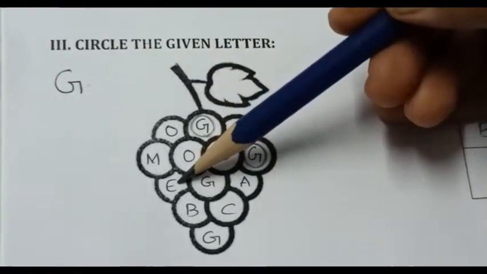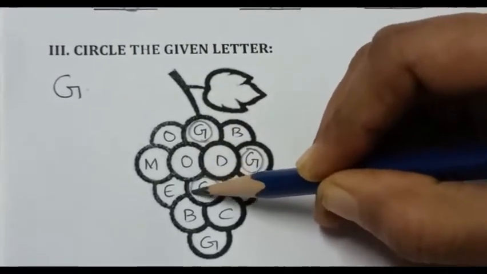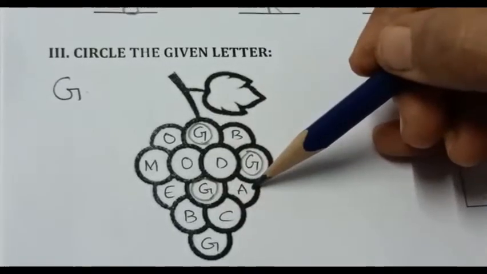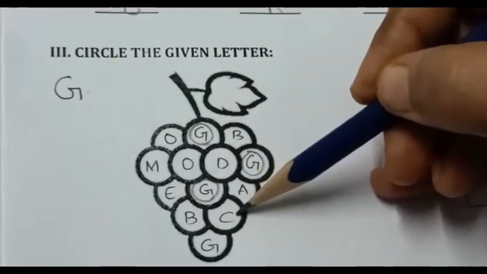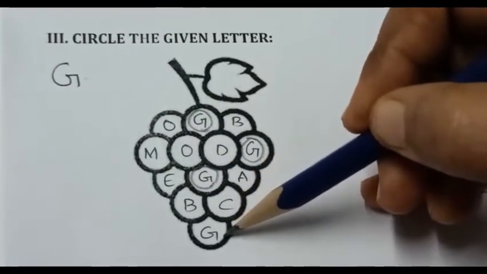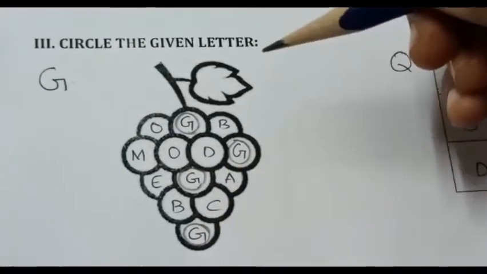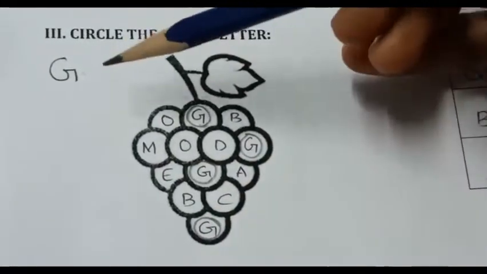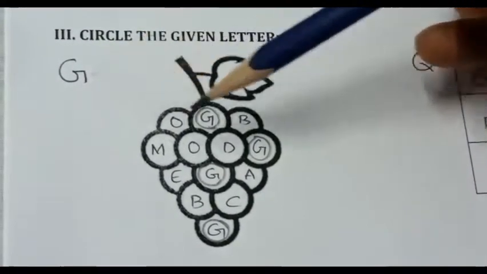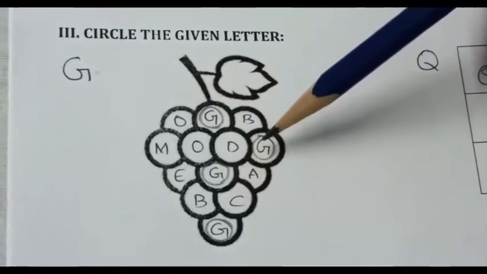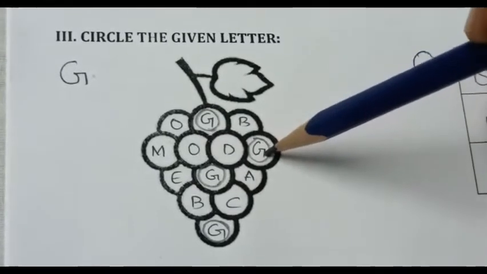Is it letter G? No. Is it letter G? Yes. So let's circle it. Is it letter G? No. Yes. So we are circling it. So what was the letter given here? It was letter G. We have circled all the given letter G.